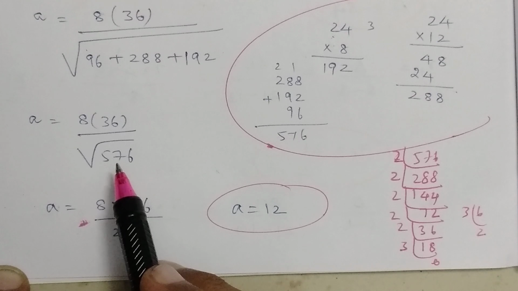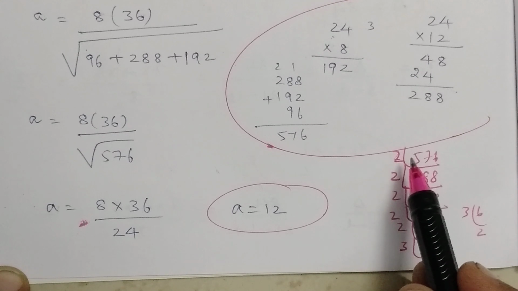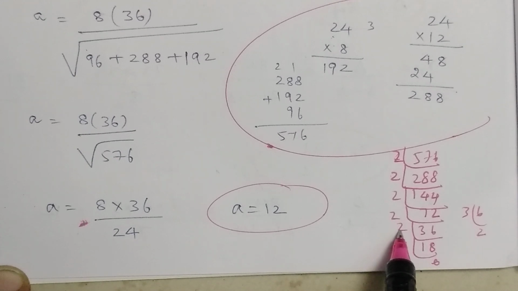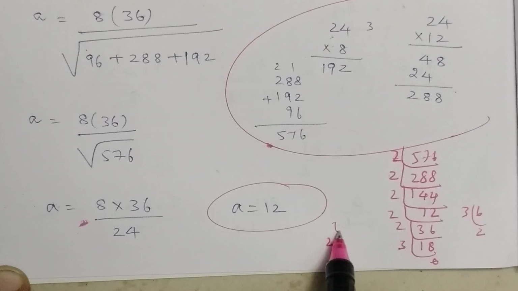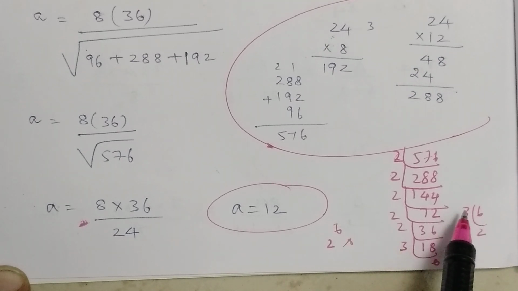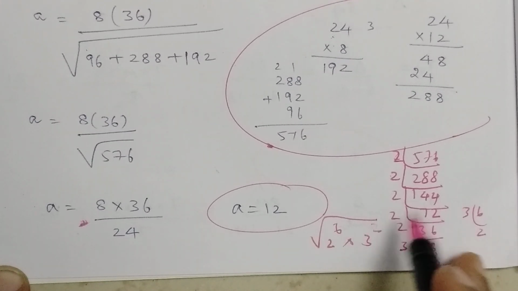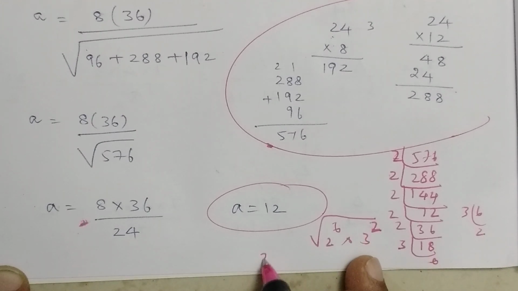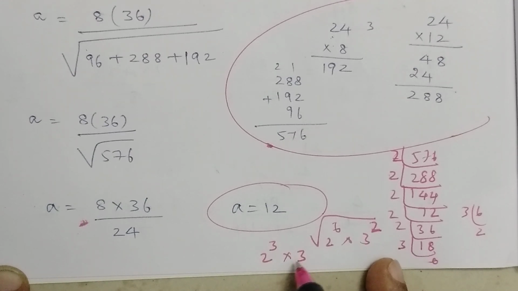If you didn't remember root 576 as 24, then how to do it? Just go on with the prime factorization. So 2 how many times? 1, 2, 3, 4, 5, 6. So 2 power 6 into 3 how many times? 2 times, so 3 square. You are taking the root, so you have to write half the number of times. 2 is 6 times, so you write it 3 times. 3 is 2 times, so you write it 1 time. 2 cube into 3, 8 into 3, 24.